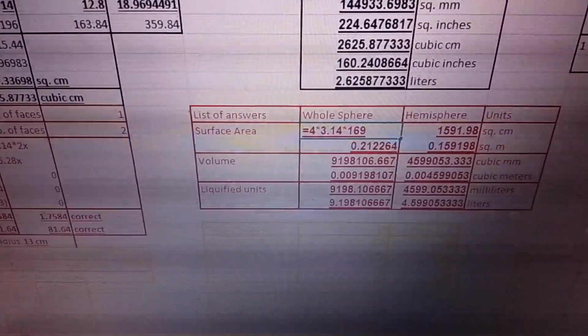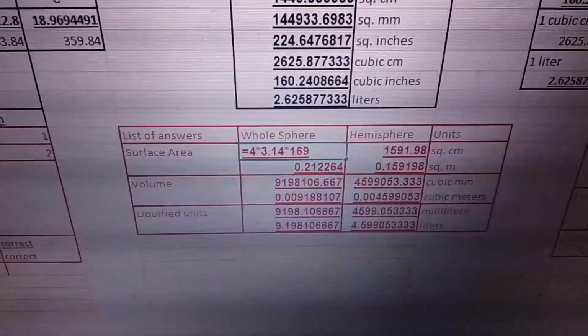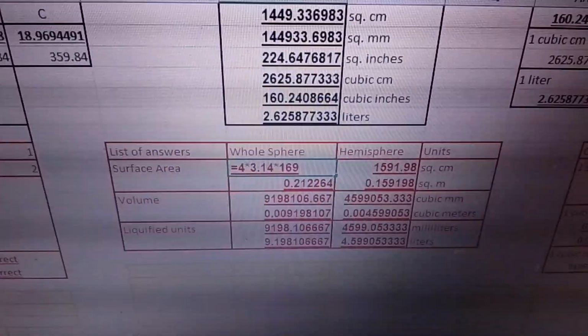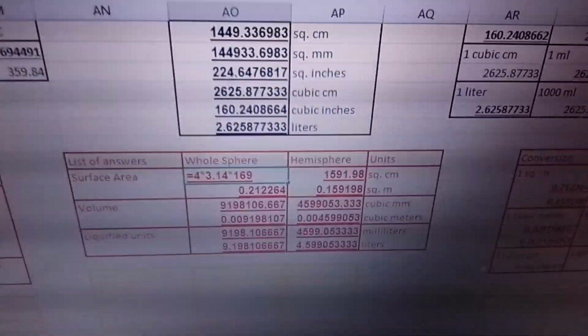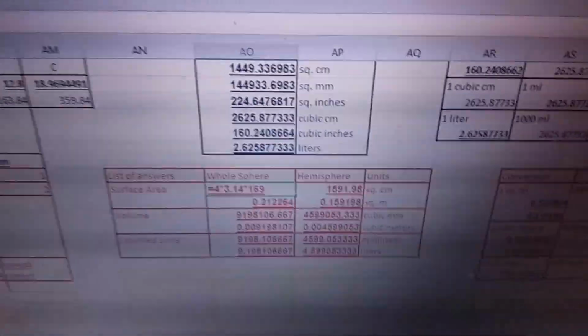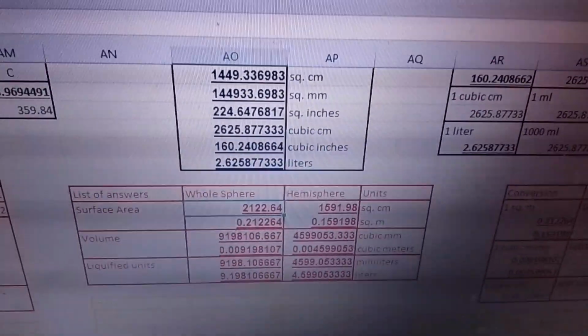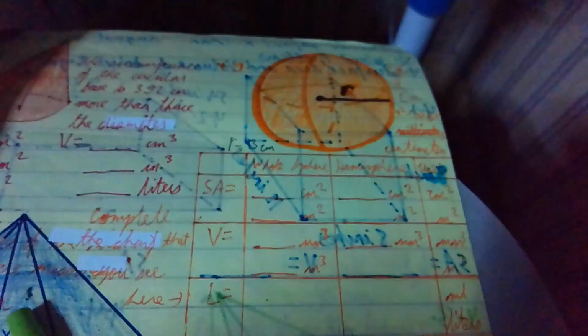Okay, so yun po yung ginawa ko dito. So, therefore, it's pi, diba pi is 3.14. 3.14 stands for pi. Times the radius squared, diba the radius squared is 13. 13 times 13 is 169. Then multiplied by 4. So, you should get 2,122.64 square centimeters. That is the answer for what we got here.